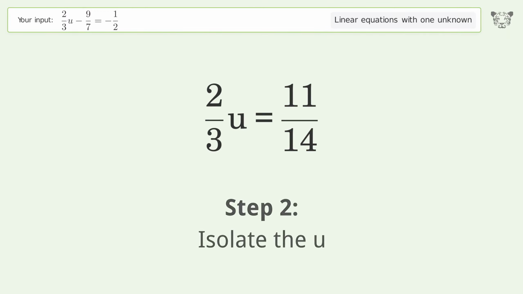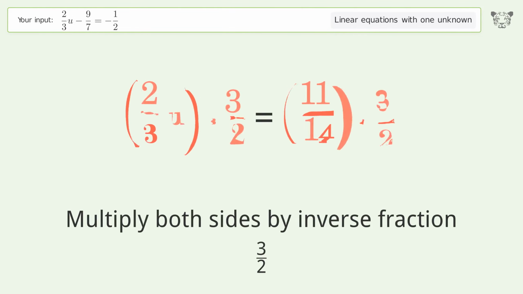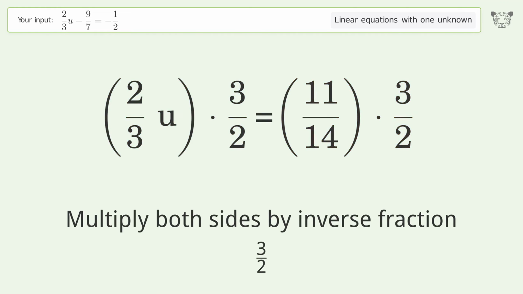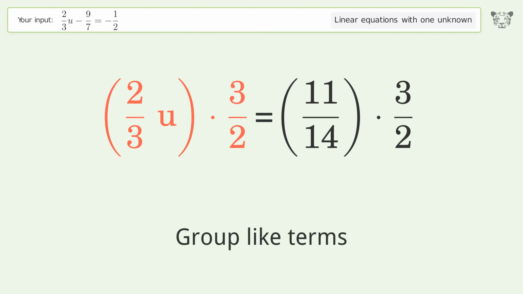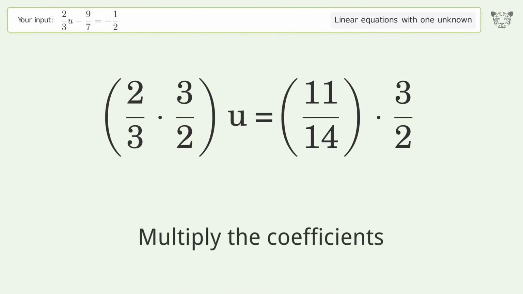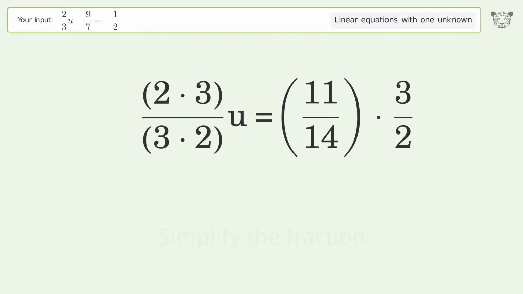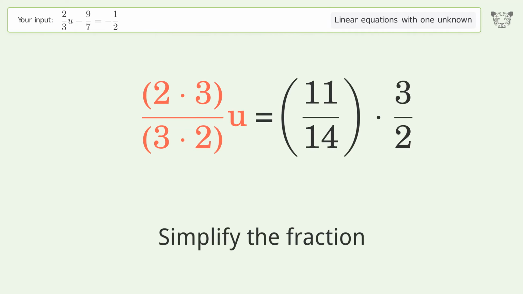Isolate the u. Multiply both sides by inverse fraction 3/2. Group like terms. Multiply the coefficients. Simplify the fraction.